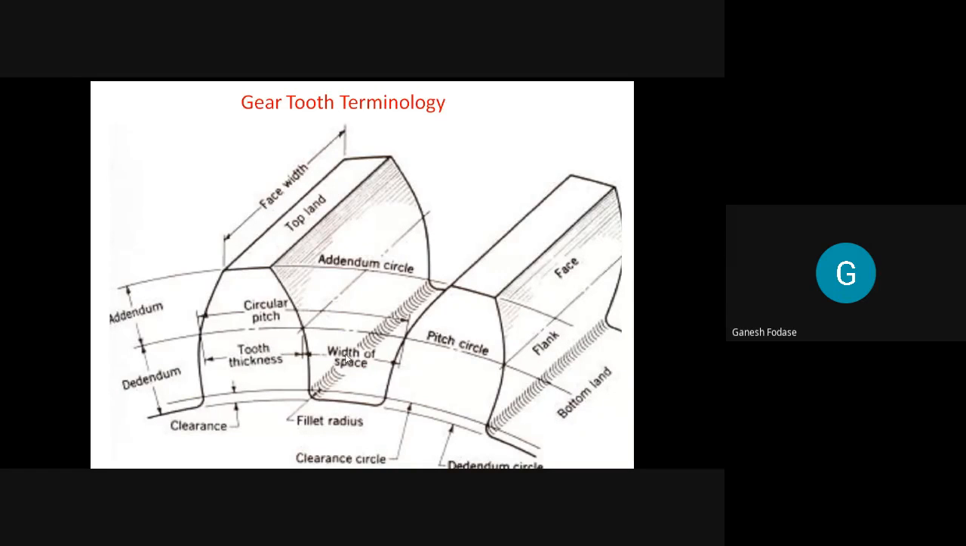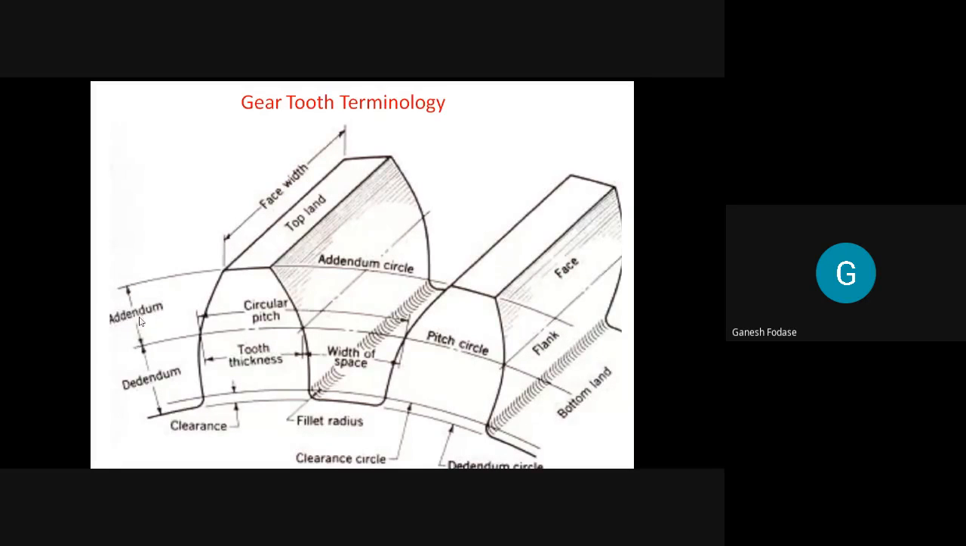Next, we just considered terms along the pitch circle. Now the next section we'll discuss along the radius. Which terms are there along the radius? If I calculate the radial distance between the addendum circle and the pitch circle, it is called the addendum. The radial distance between the pitch circle and the dedendum circle is called the dedendum.